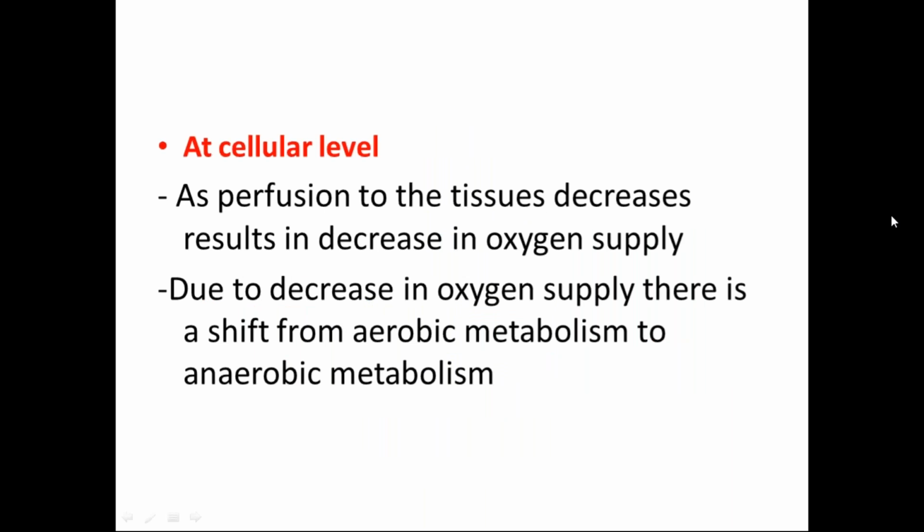Next, what is happening at the cellular level? At the cellular level, what I have discussed previously: tissue oxygen supply decreases. Because of the decrease in oxygen supply, it will shift from aerobic metabolism to anaerobic metabolism, which will lead to lactic acid accumulation, which will lead to metabolic acidosis.